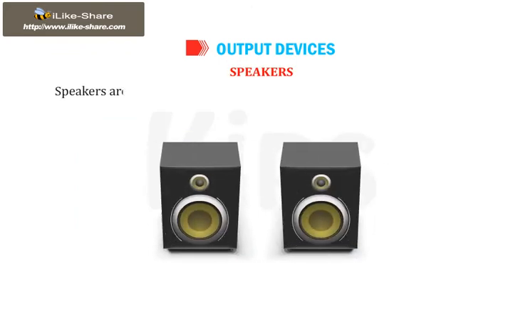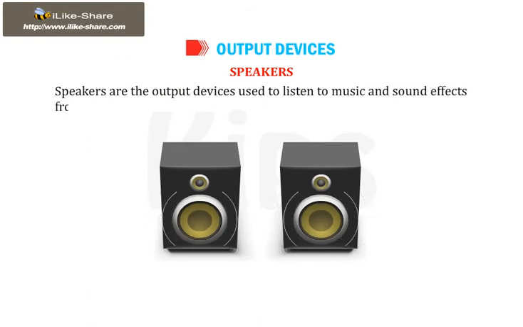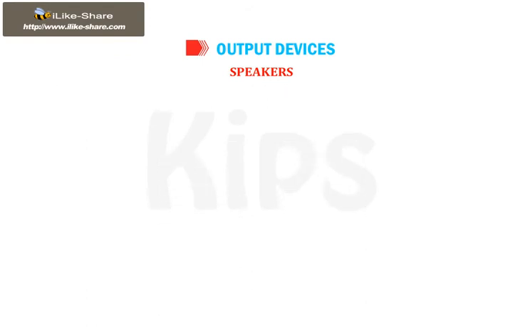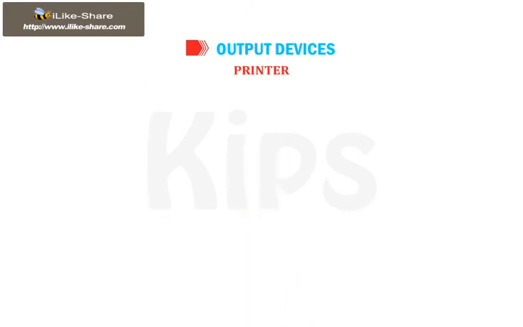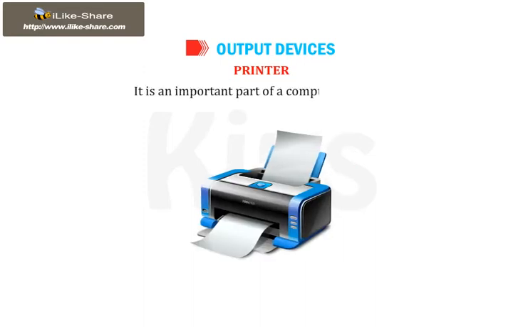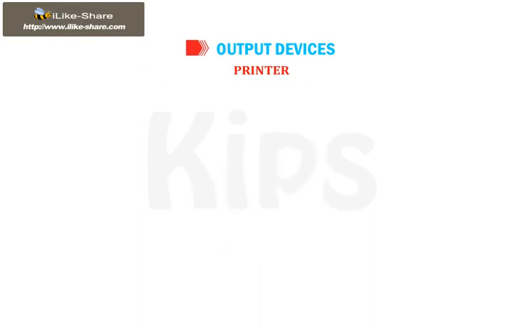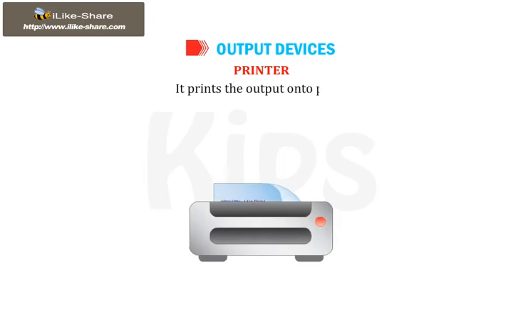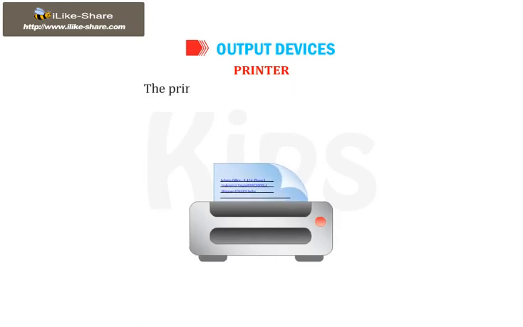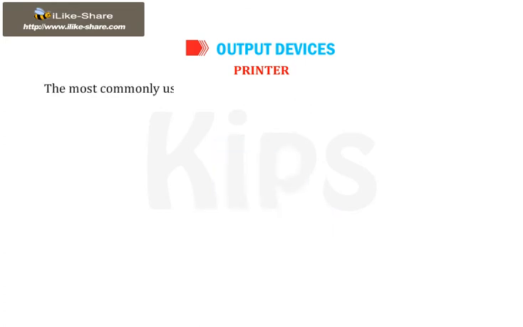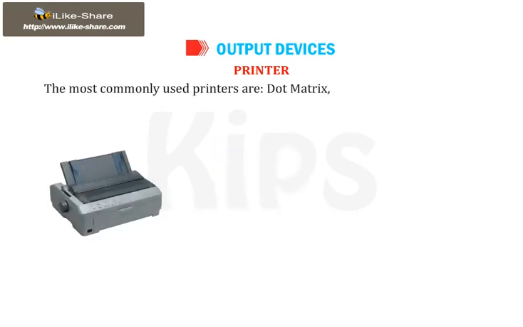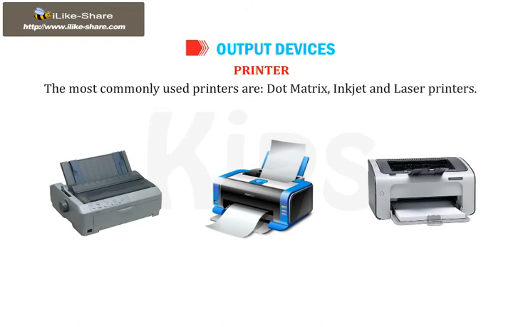Speakers. Speakers are the output devices used to listen to music and sound effects from the computer. These may be built into the system unit or connected with cables to the CPU. Printer. It is an important part of a computer system. It prints the output onto paper. The printed copy is called a hard copy. The most commonly used printers are dot matrix, inkjet, and laser printers.